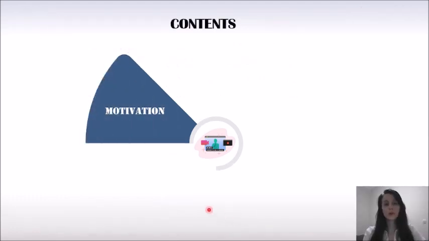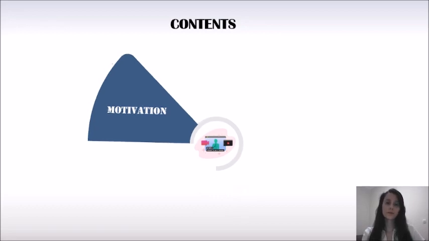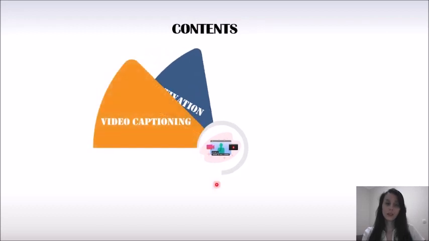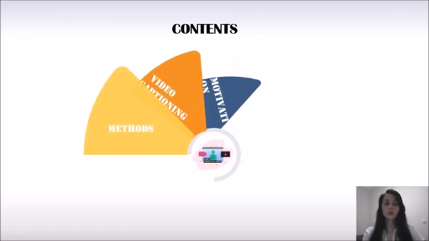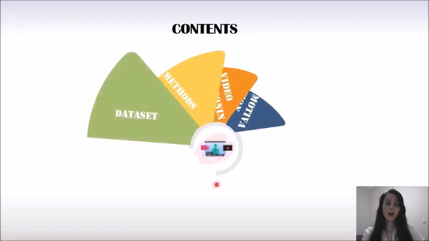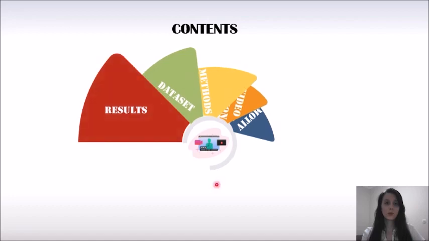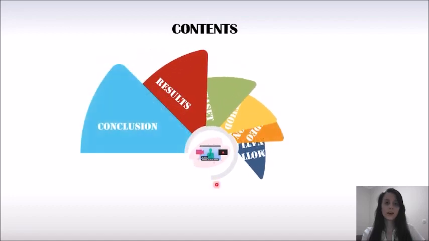First, I want to show you the outline of the project. I'm going to talk about the motivation of the project. Then in the video captioning part, I'm going to explain what video captioning is and which model I used in the project. Thirdly, I'm going to mention the methods that need to be used in the project. Afterwards, the dataset I use, the results of the project, and the conclusion.